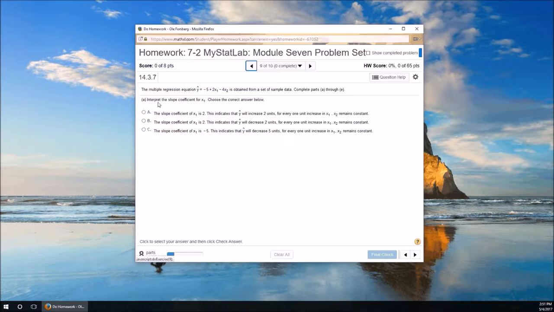Interpret the slope coefficient for x1. In other words, what does that 2 actually indicate? The slope coefficient of x1 is 2. This indicates that y will increase. It's a positive 2, so y is going to increase 2 units for every 1 unit increase in x1, assuming x2 remains constant. That is the textbook rationale for what the slope does. Increase x1 by 1, what happens to y hat? It goes up by 2, assuming x2 doesn't change.